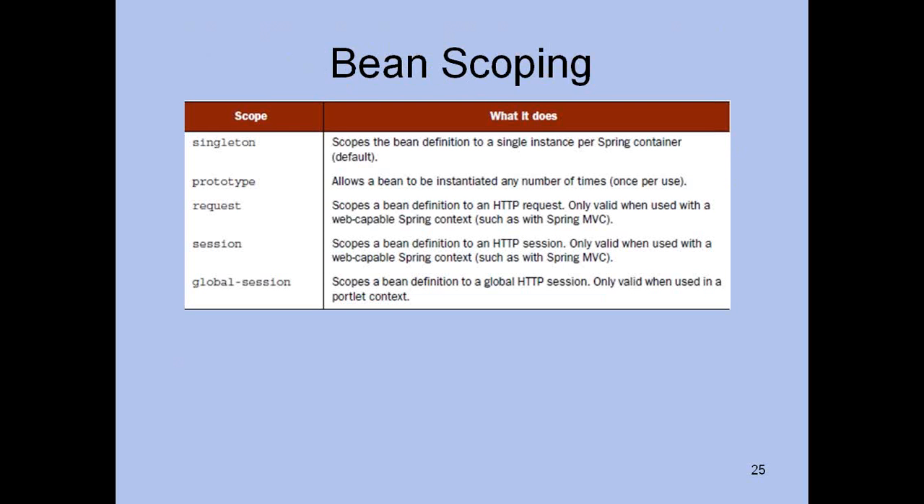So there are various scopes for the beans: singleton, prototype, request, session, and global session. Singleton scopes the bean definition to a single instance per Spring container. So no matter how many times you request the bean, only one instance of the bean is available throughout the application life cycle. And prototype, every time you request that bean, an instance will be created. So that's once per use of the bean.